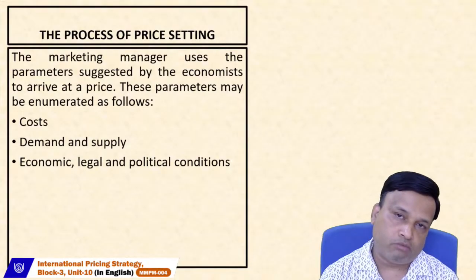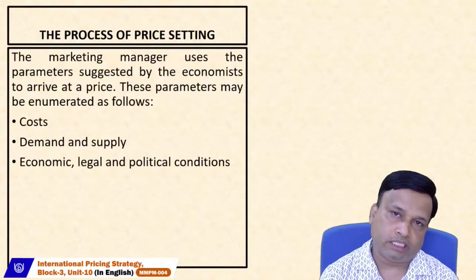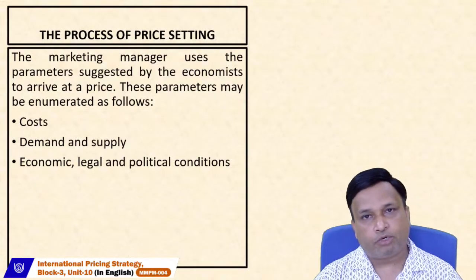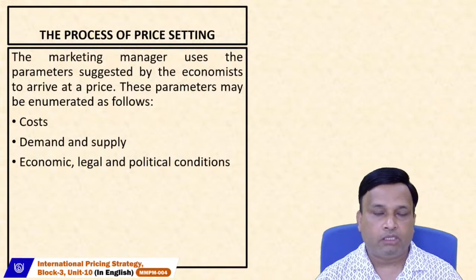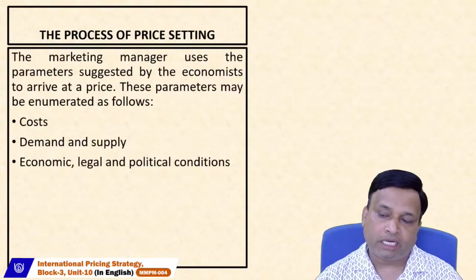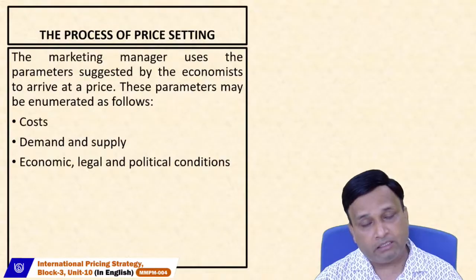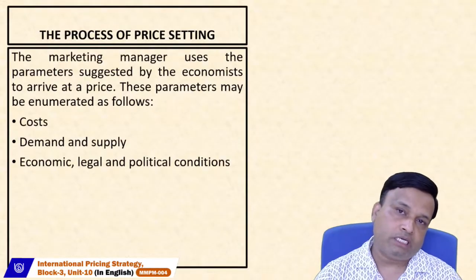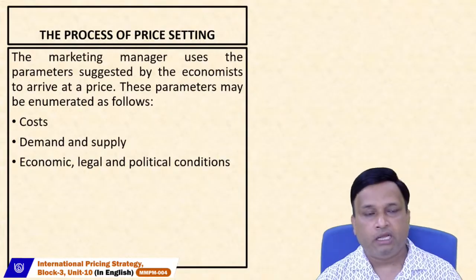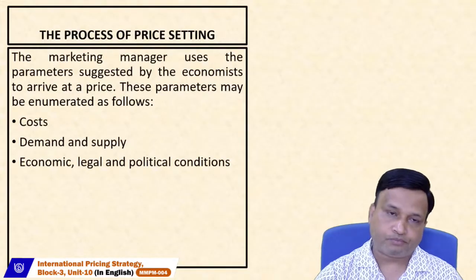These are the costs involved, the fixed cost and the variable cost. That also decides the product price. Also the demand and supply. If the competition is more, the market will decide the price. If the demand is more, the price will be higher. If the demand is less, the price will be less. The number of competitors, the legal aspects and the political aspects, that is the economic aspect, also decide the price setting.